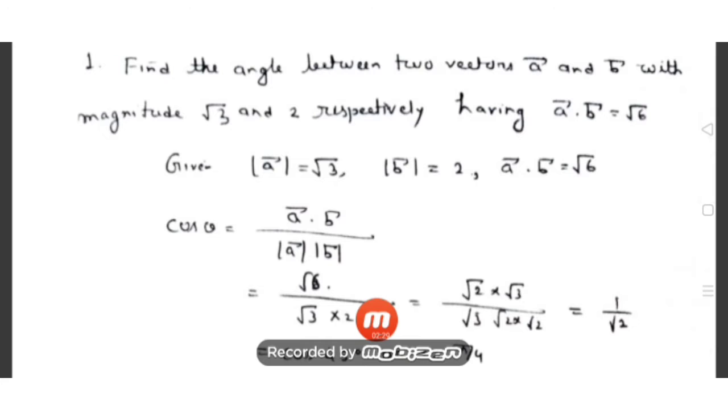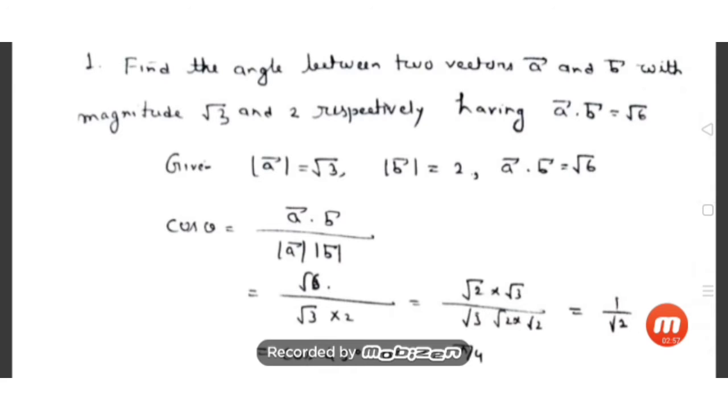Then do the simplification. Here for the simplification, I just break up root 6 as root 2 into root 3. As in the denominator, we have root 3 and also 2. 2 also can be broken as root 2 into root 2. After that, we cancel out the common factors from the numerator and denominator, root 3 and root 2. In the numerator 1 is left and in the denominator root 2 is left. So that means we have got cos theta is equal to 1 by root 2.